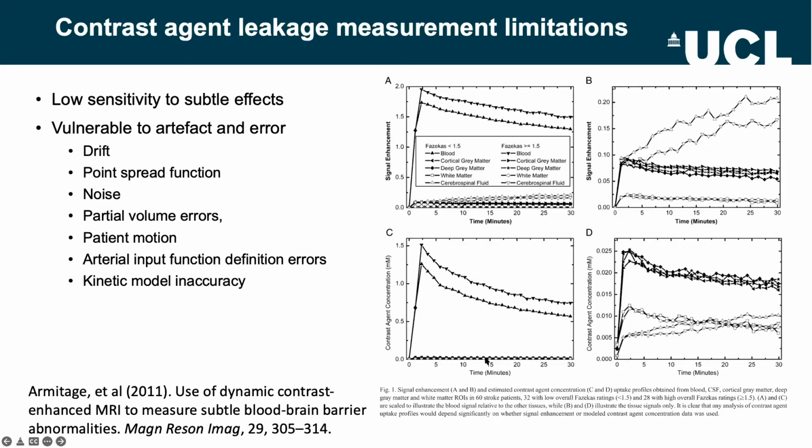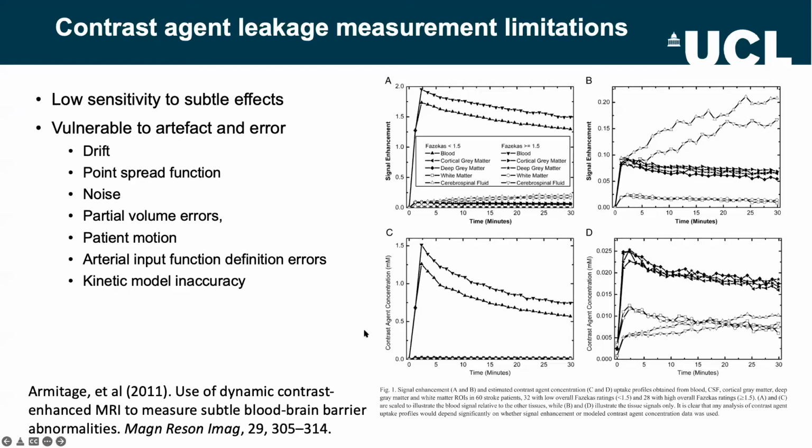If we look at graph C, you can see the concentration in these top two curves is the concentration of the contrast agent in the blood. And then these curves that you really can't see at the bottom of the graph are representing the change in concentration of contrast agent in the parenchyma due to the leakage of the contrast agent.